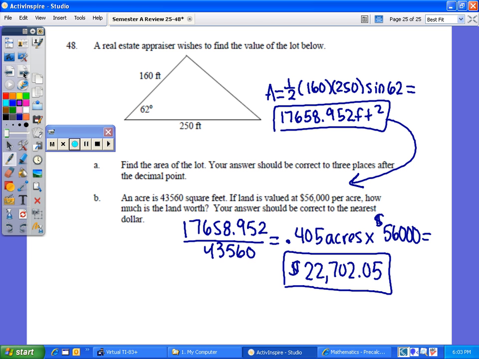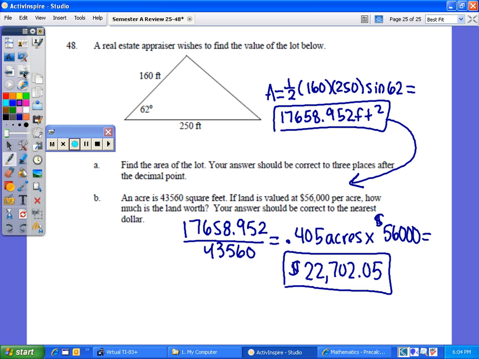All right, then they talk about, and here's your real life application. You're probably like, Miss Dorga, when am I ever going to use this in life? Well, you probably won't, but if you want to find out how much you're going to pay per acre for something, here you go. An acre of land is 43,560 square feet, and if the land is worth $56,000 per acre, how much is your land worth?